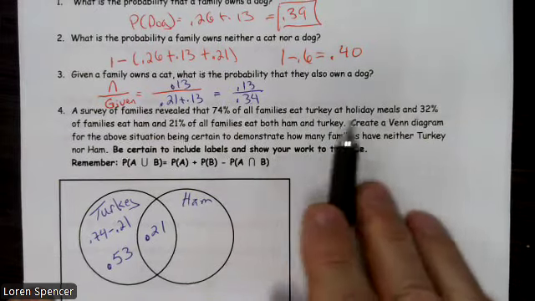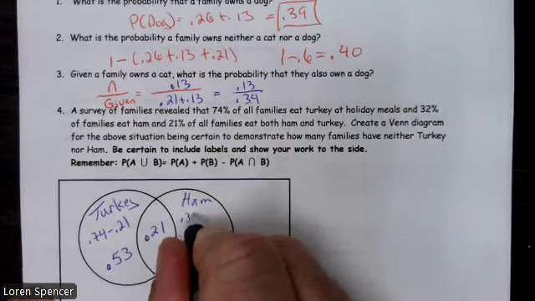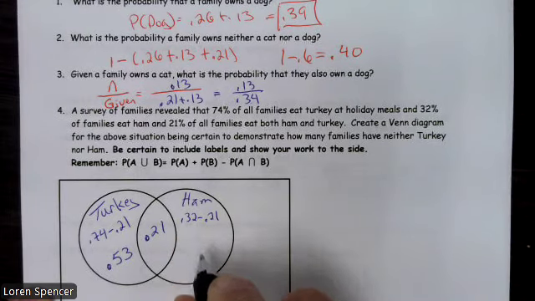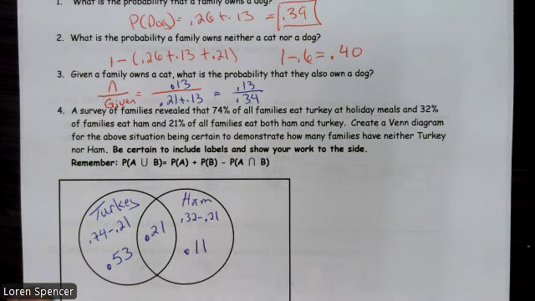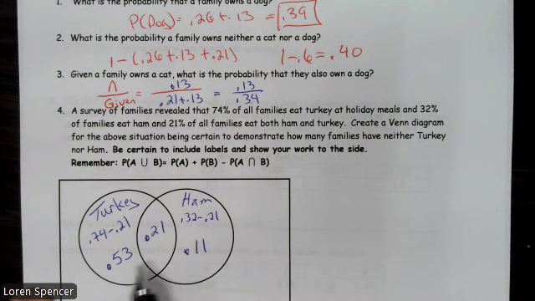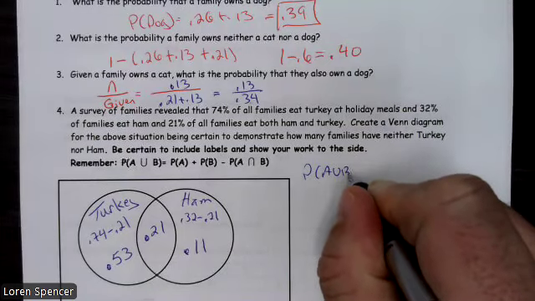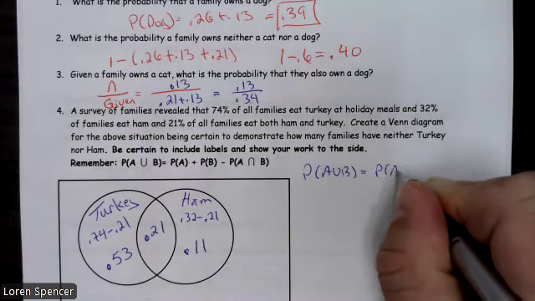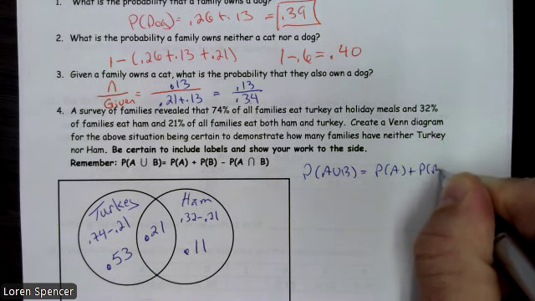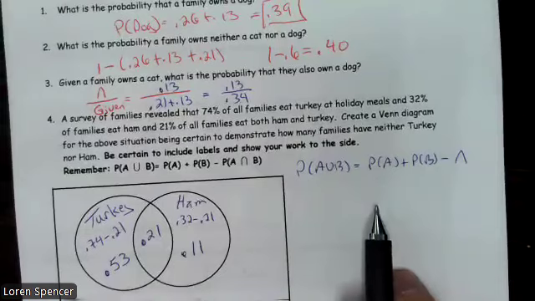Ham, on the other hand, they said was 32%. So this is going to be 0.32 minus 0.21. And when I subtract that, I get 0.11. So basically, the probability they eat one or the other is the sum of these. Or in other words, I could have gone the probability of A union B equals the probability of A plus the probability of B minus the intersection. And I'll just use the intersection sign.